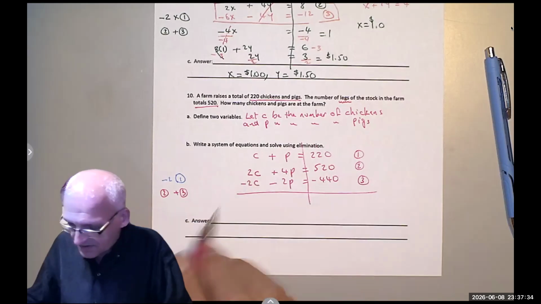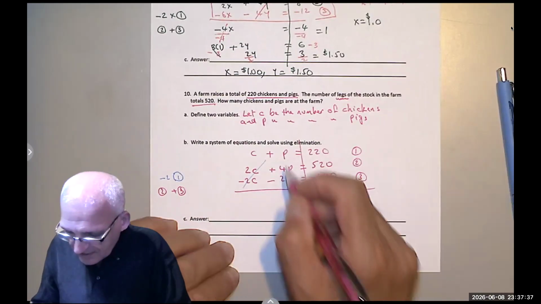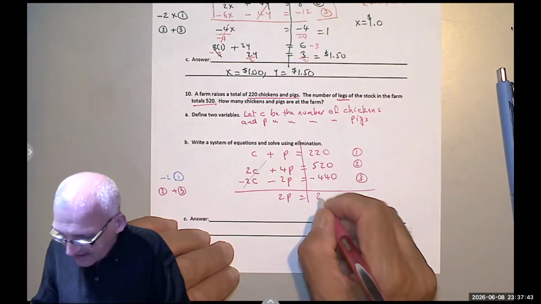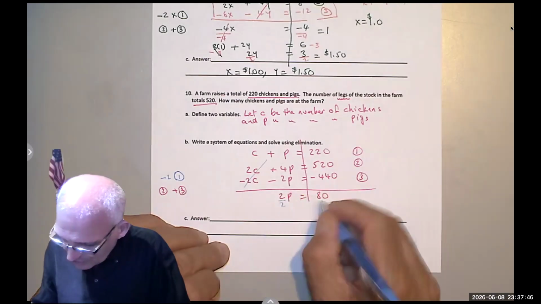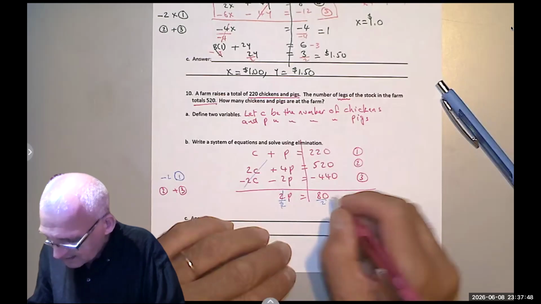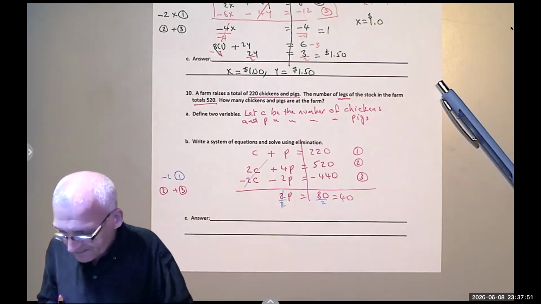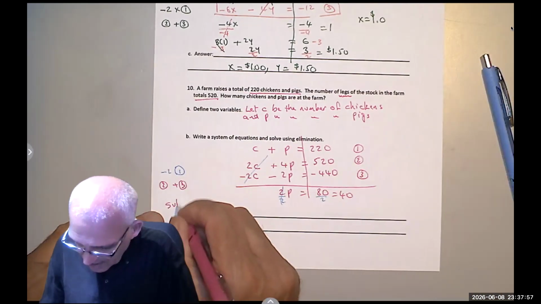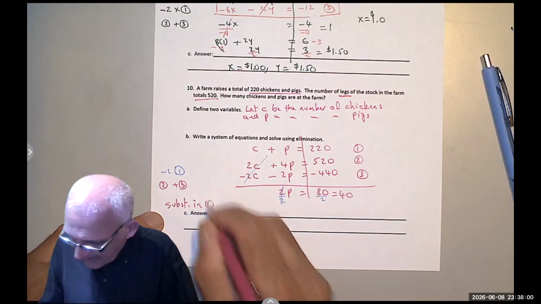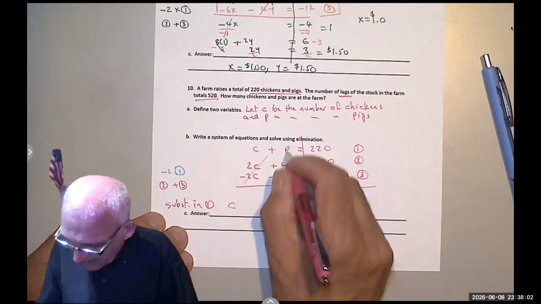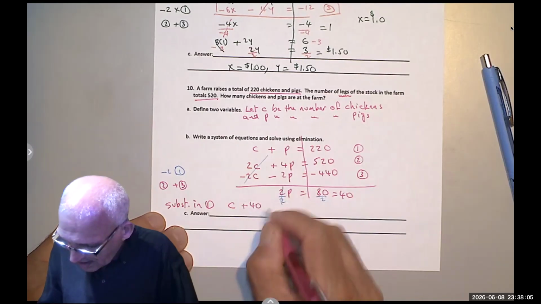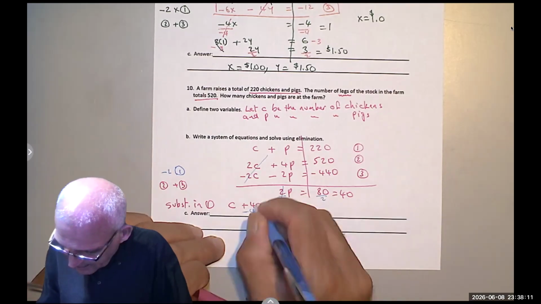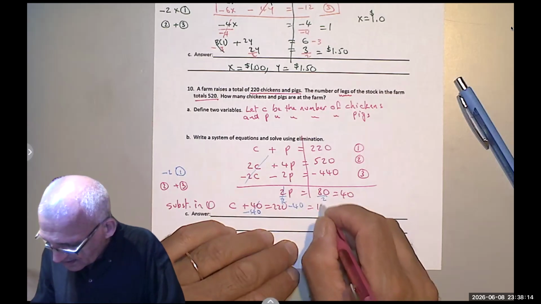2c minus 2c is 0. 4p minus 2p is 2p. 520 minus 440 is 80. Dividing by 2, I get p equals 40. Then I substitute, say, in 1. Substituting in 1, I get c, which I don't know, plus p, which is 40, equals 220. So I'm going to subtract 40 from both sides and get c equals 180.